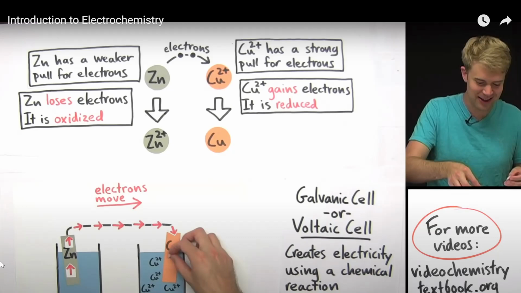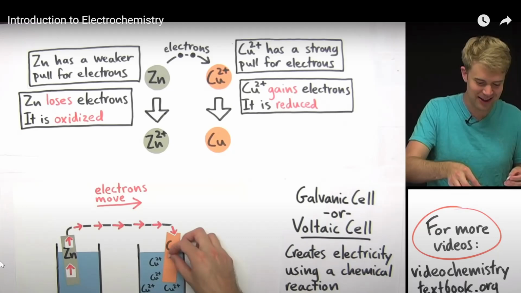So what will happen to the mass? This is called an electrode, this piece of metal. What happens to the mass of that copper electrode as time goes on? It's going to increase. Now, where did the electrons come from in the first place? They came from the zinc. So if they came from the zinc, what's being left behind?